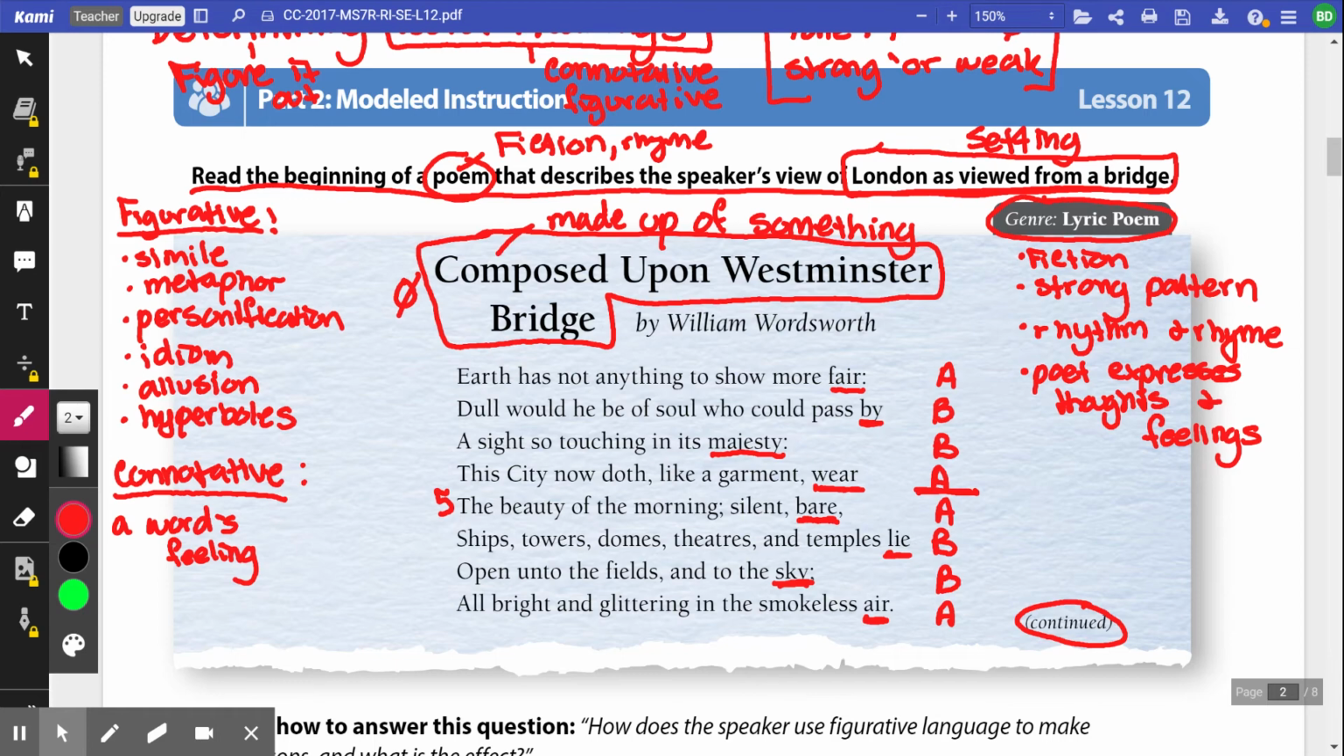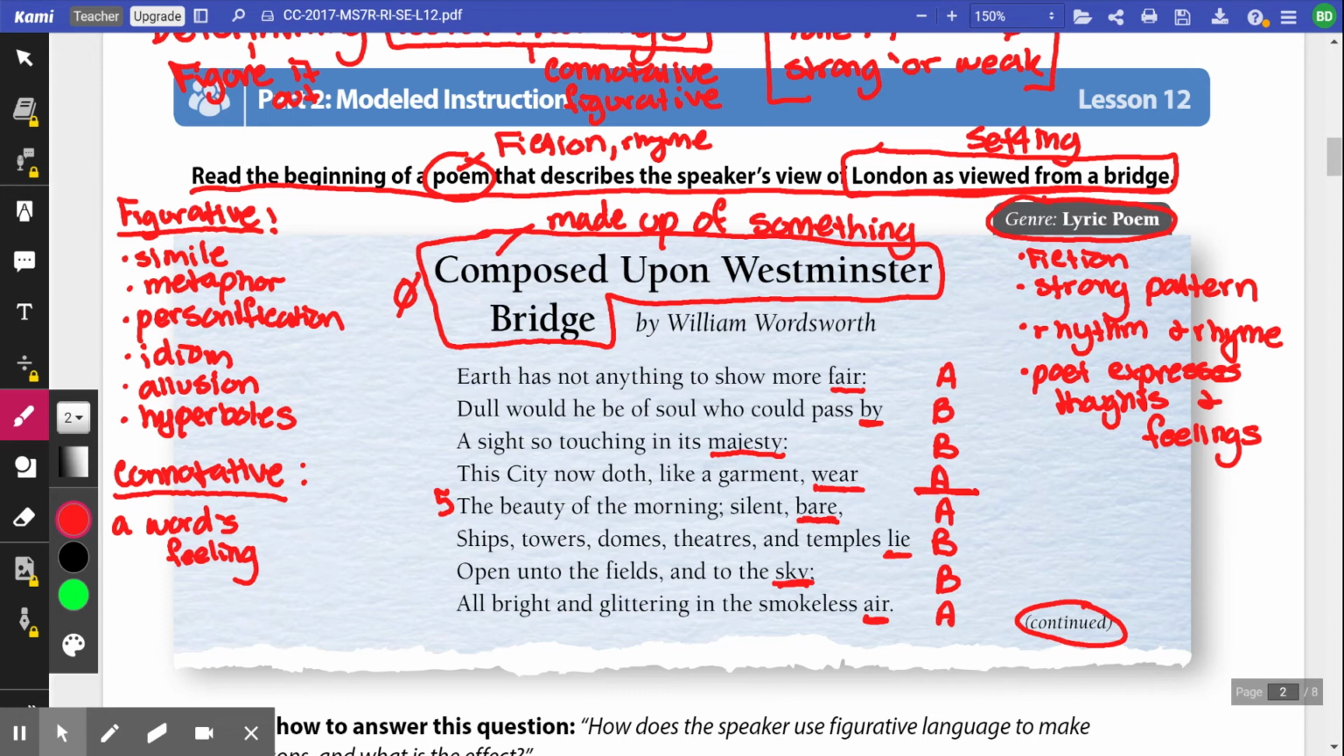Dull would he be of soul who could pass by a sight so touching in its majesty. This city now doth like a garment wear the beauty of the morning, silent, bare. Ships, towers, domes, theatres, and temples lie open unto the fields and to the sky, all bright and glittering in the smokeless air.